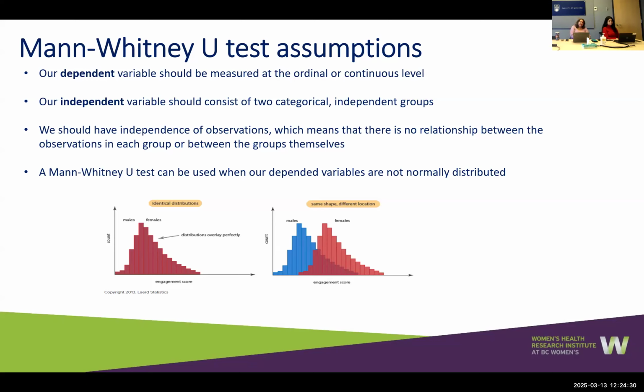Of course, here, as in anything in statistics, we should have independence of observations, which means there is no relationship between the observations in each group or between the groups themselves. So basically, as for the t-test, our measures are completely independent.